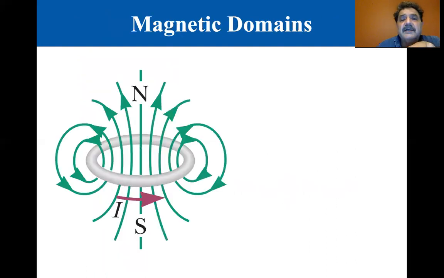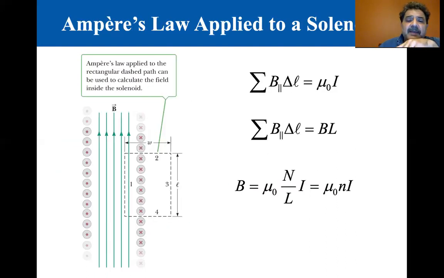So that's the end of that one. We're going to go to the last section, magnetic domains, 19.10, next time. Let's see, I lost my cursor. There it is.